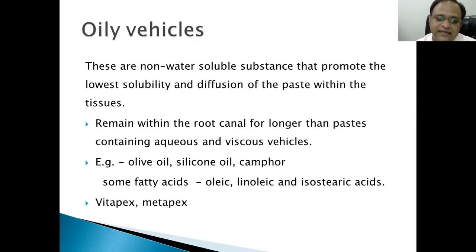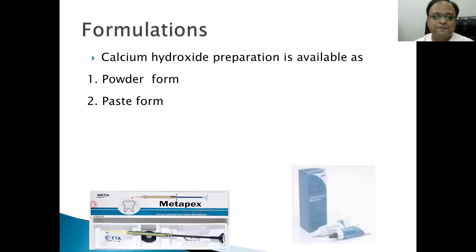So what we see, the examples of oily vehicles are olive oil, silicone oil, or camphor. Some fatty acids like oleic acid, linoleic acid, and isostearic acid are also used. Metapex or Vitapex are very frequently available calcium hydroxide products and are used frequently in dentistry. Remember, the only disadvantage of oily vehicles is that it is very difficult to remove from the canal.